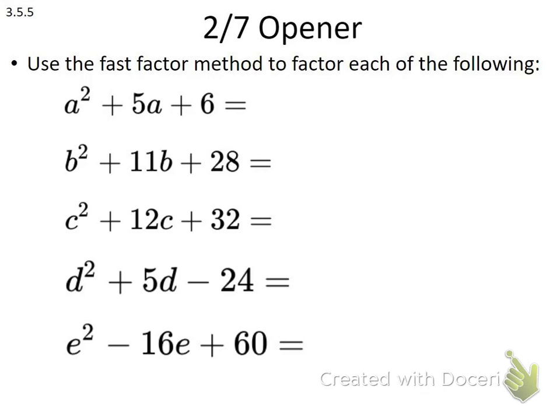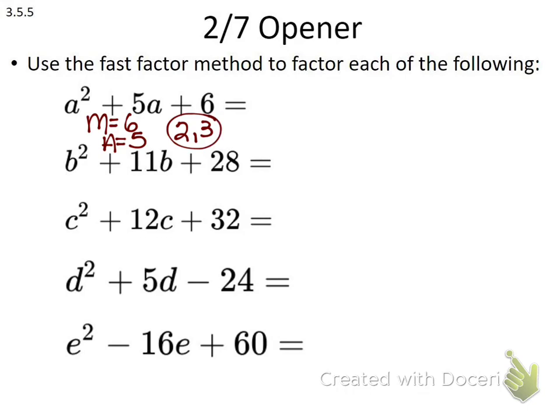What am I going to do first here, you guys? Find the M and find the A. What's the M? 6. And what's the A? 5. Okay, so what's the MA of 6 and 5? What can I multiply together to get 6, but add together to get 5? 2 and 3. Now I use these two numbers to go ahead and fast factor.